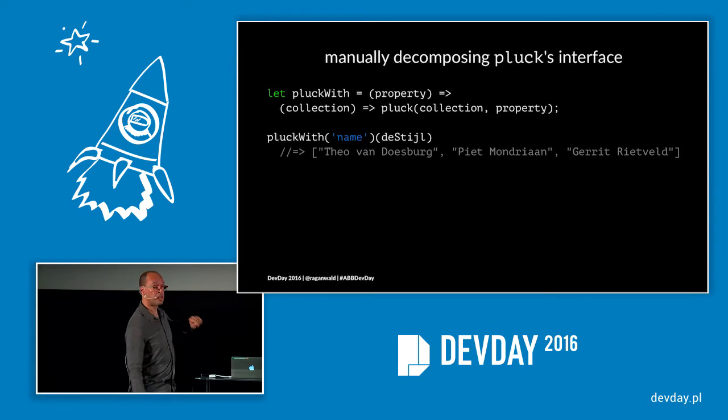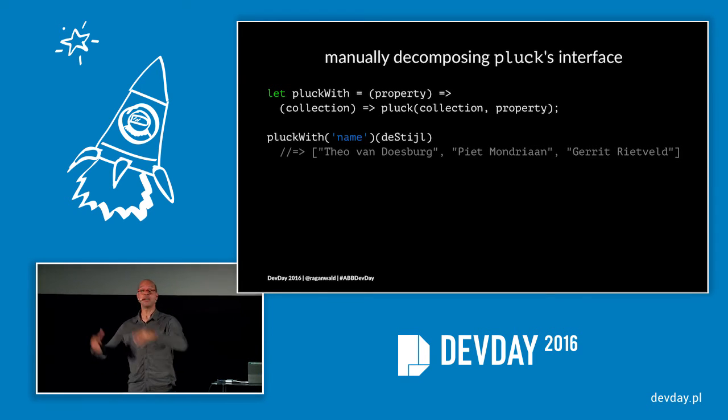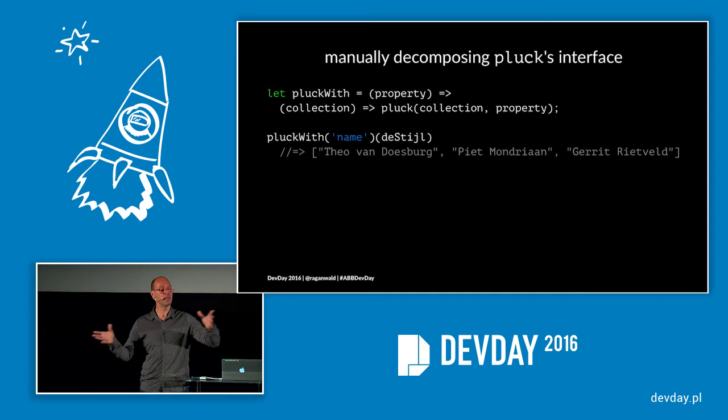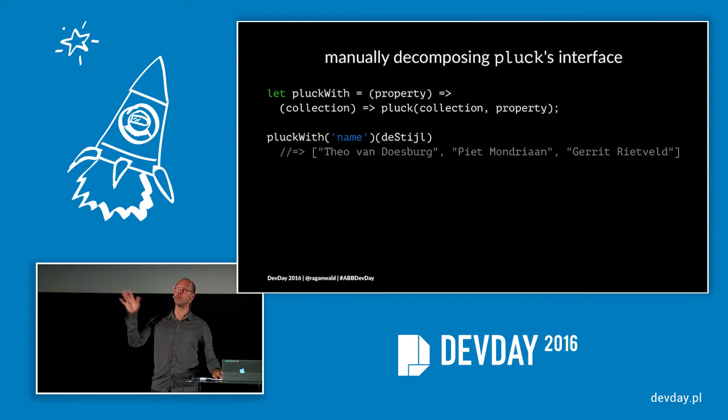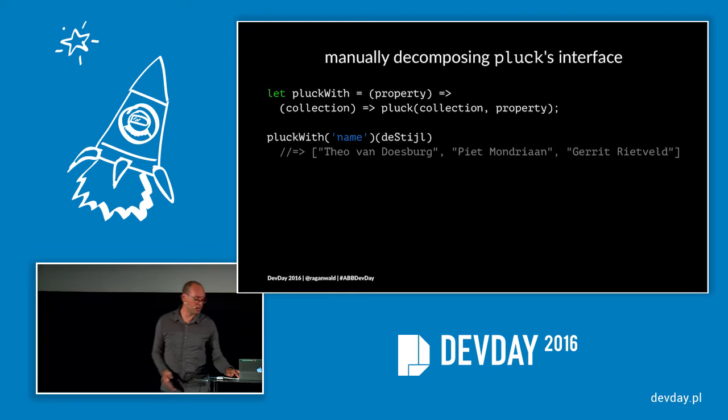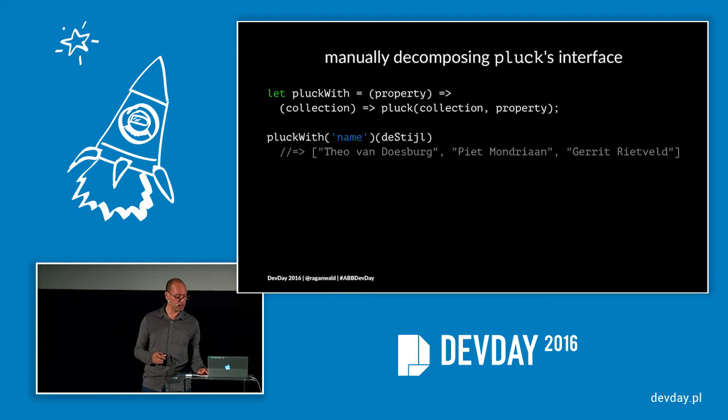PluckWith is just like pluckFrom, only pluckWith takes the property as its piece. So pluckFrom and pluckWith are two halves of the same pluck function, but they've been decomposed via the interface rather than via the implementation itself, which is a good thing, because for this incredibly ridiculously simple example, pluck is so small, it's only one liner, that's not really useful to decompose its implementation.